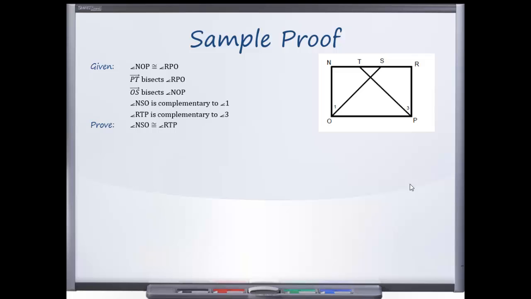All right, here's a sample proof. We are told that angle NOP is congruent to angle RPO. And then we are told that PT bisects RPO and that OS bisects NOP. And further, we're told that angle NSO is complementary to angle 1 and that angle RTP is complementary to angle 3. And our goal is to prove that NSO is congruent to RTP.